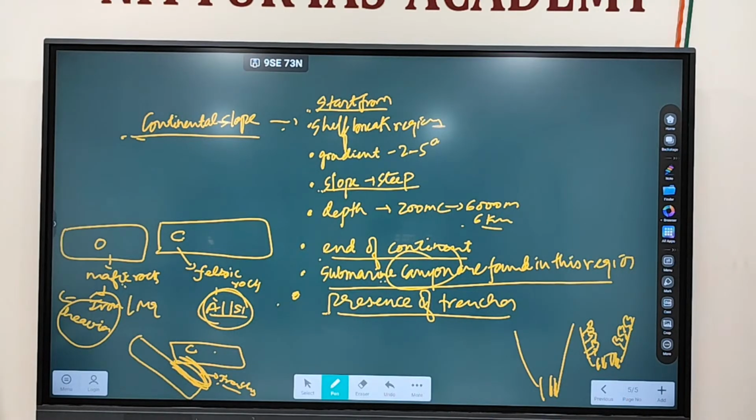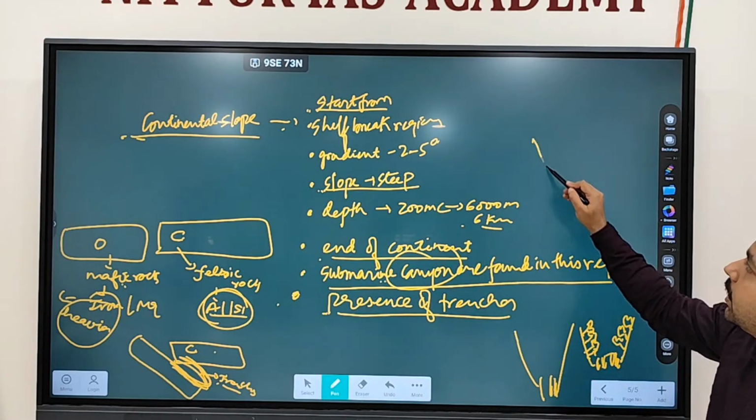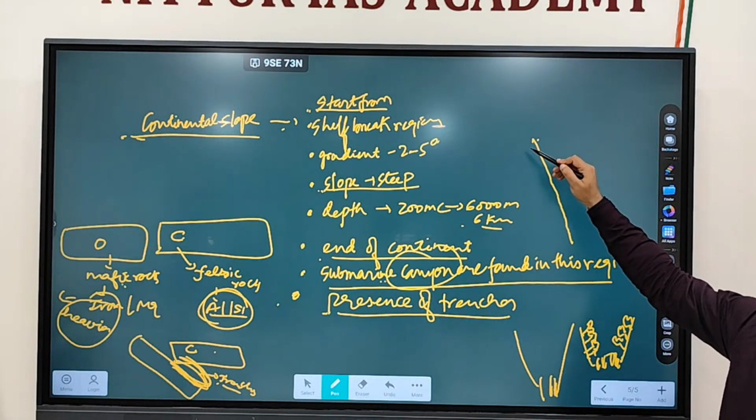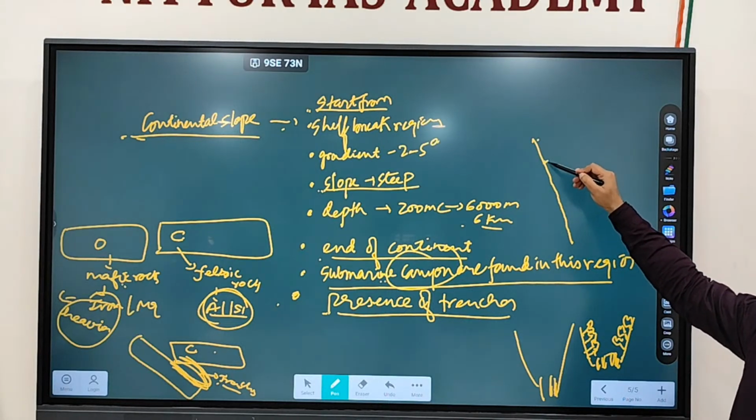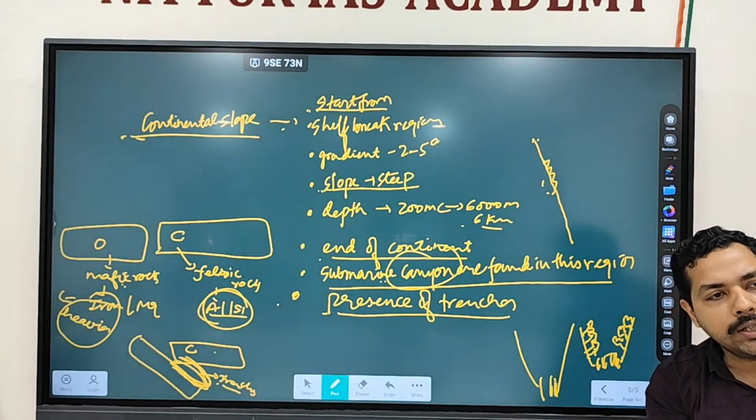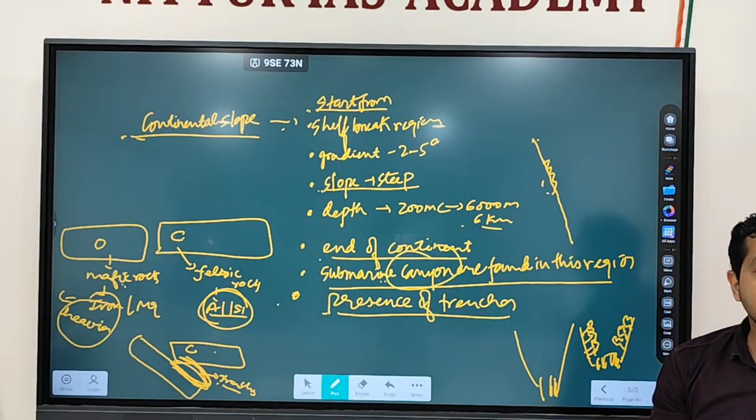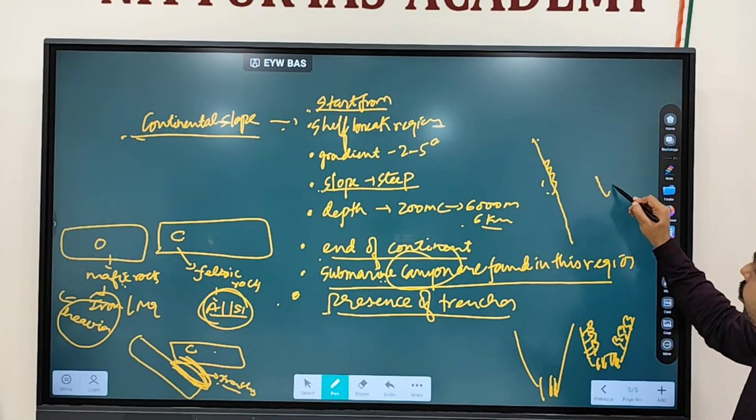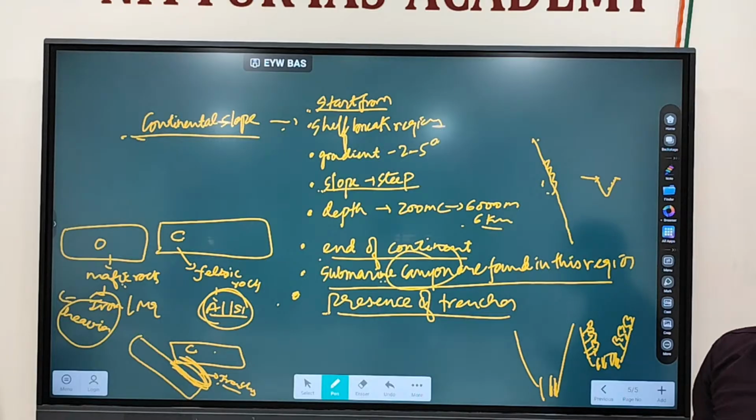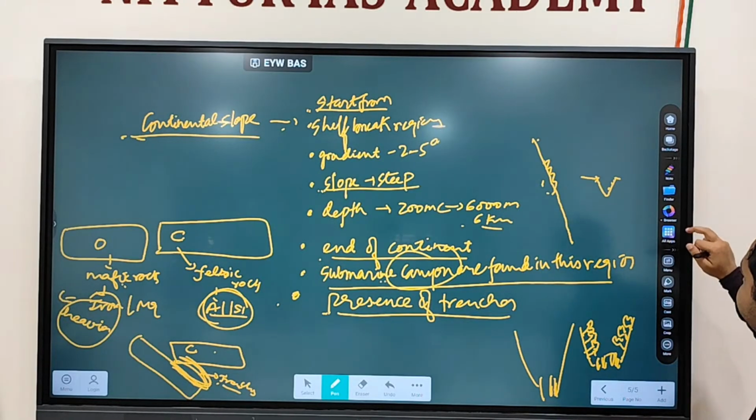So submarine canyon means what? Just now we discussed, okay, the continental slope is like this. When the continental slope is like this, what will happen? None of the vegetation will grow over here. Why? Because nothing will stick, all will go down. So this is referred to as a submarine canyon. Submarine canyons mean a low region like this with no vegetation on the sides. Clear?